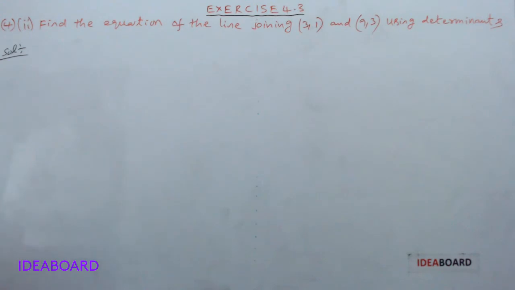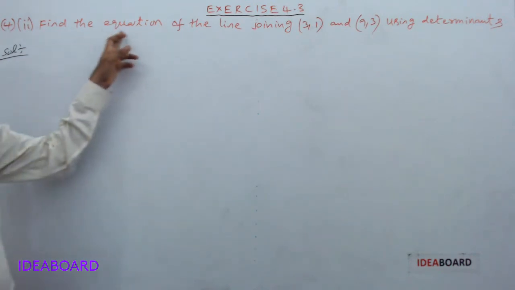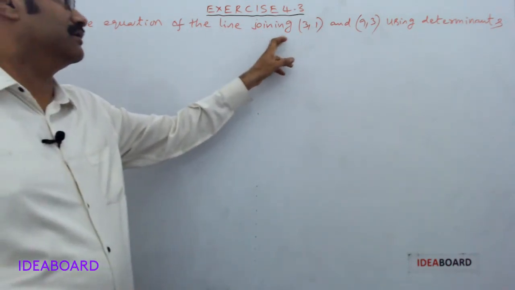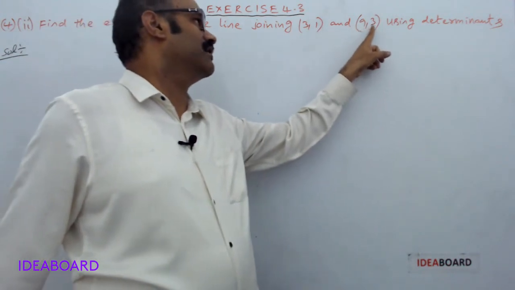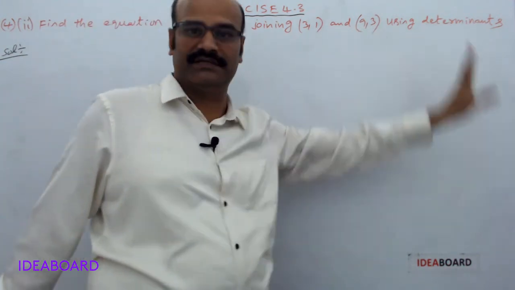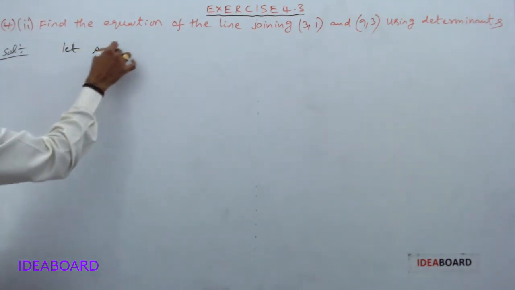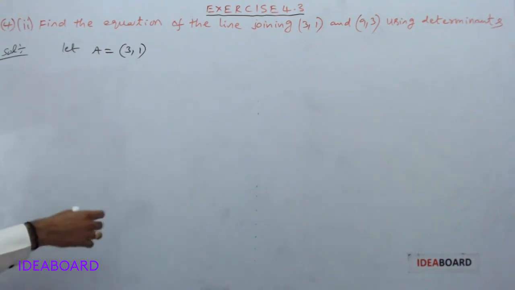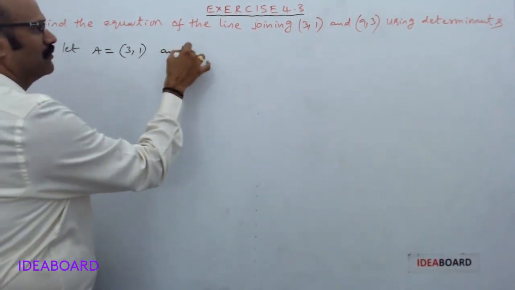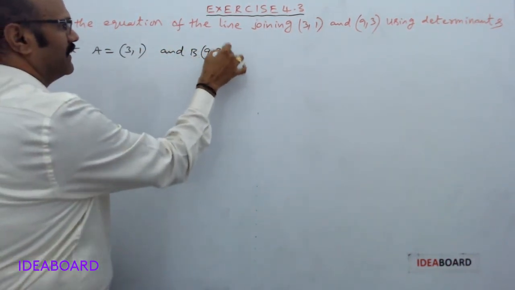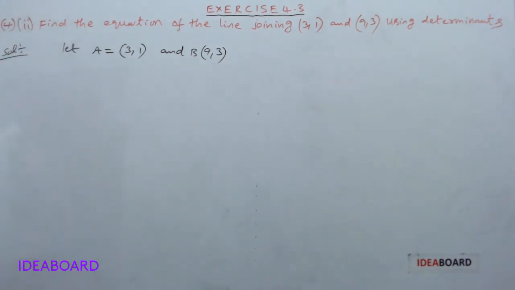Second problem in fourth main. Find the equation of the line joining (3, 1) and (9, 3) using determinants. Let A equal to (3, 1) and B equal to (9, 3).